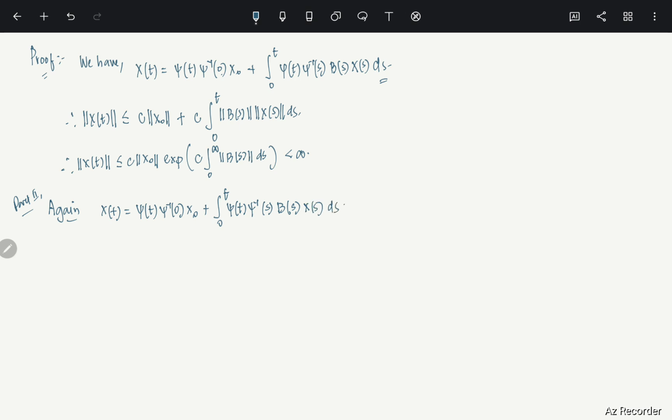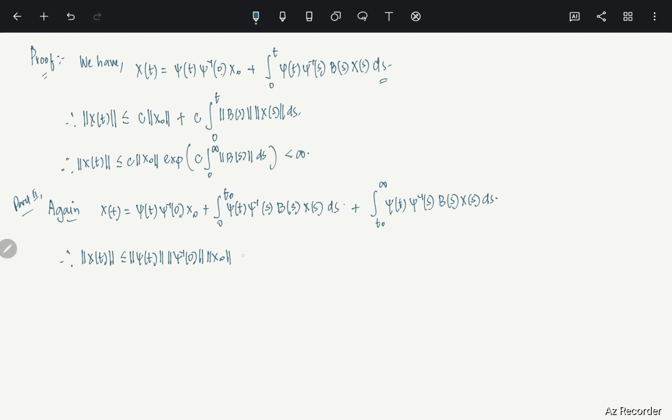Is it okay? And so basically what we are going to do with this, I am going to do it from 0 to t0, plus, I will just break it up, t0 to t, phi of t, phi inverse of s, b of s, x of s ds. Is this okay? This we can write. Now therefore, if we take the norm on both sides, that is given by norm of phi of t, phi inverse of 0, norm of x naught, right?